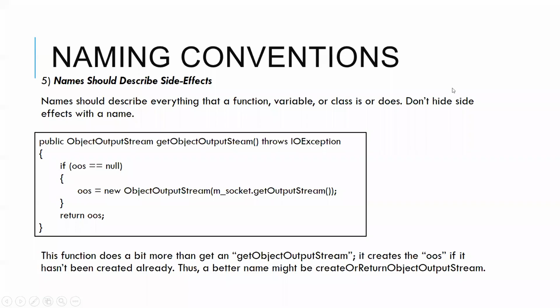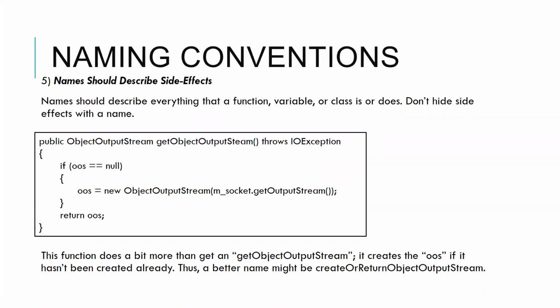The next tip that I have to share with you is about naming in a way that the side effects of the particular function or variable should be clearly communicated. Names should describe everything that a function, variable, or class does, and the side effects that it causes should never be hidden, and the name should actually describe that.